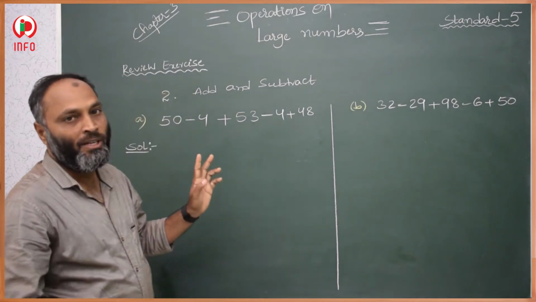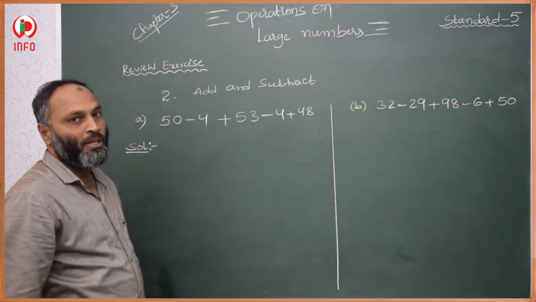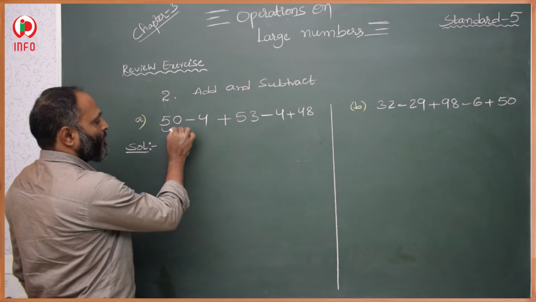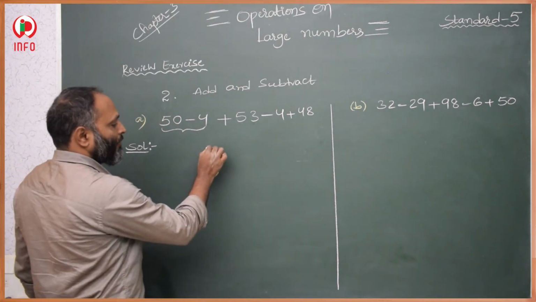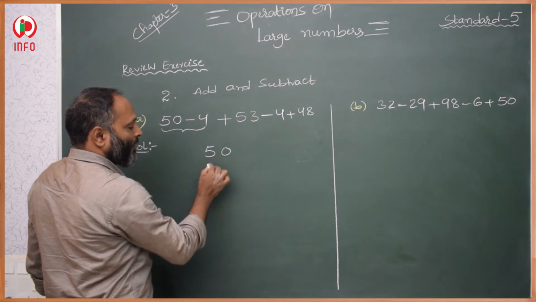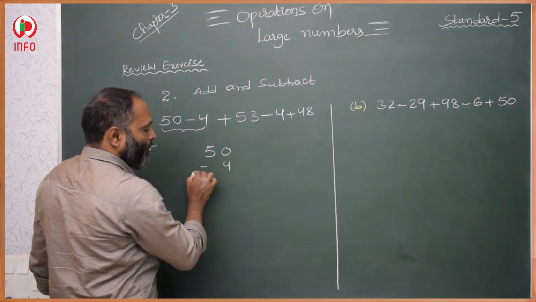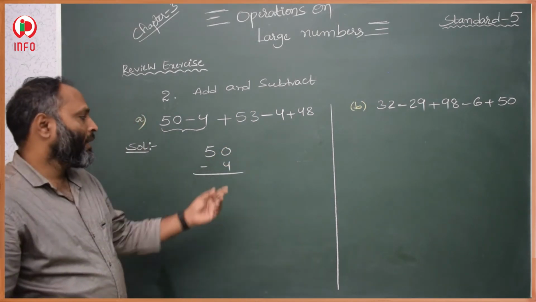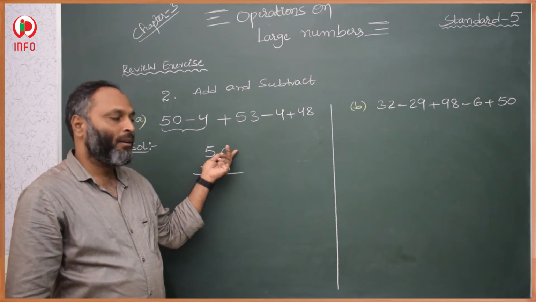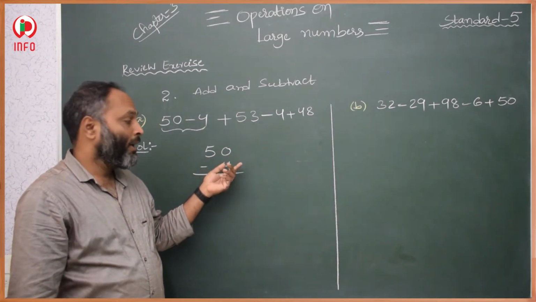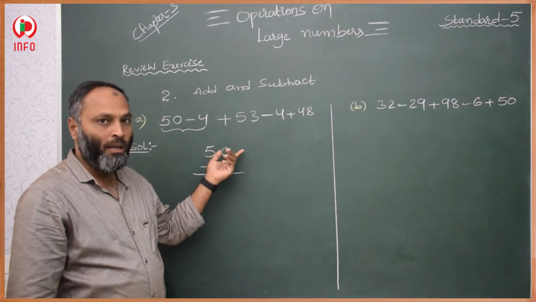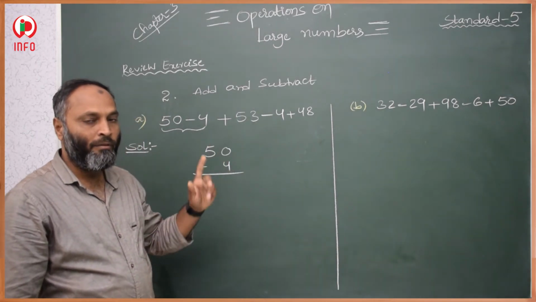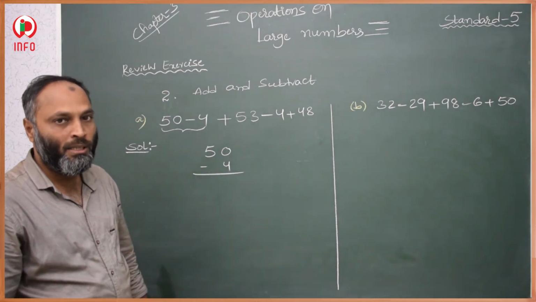Addition and subtraction combination is there. First we have to take these two: 50 minus 4. Here 0 is the smaller number and this is the bigger number. Minuend, subtrahend. The minuend is the smaller number. Whenever the minuend is a smaller number, we have to take a borrow from the next digit.